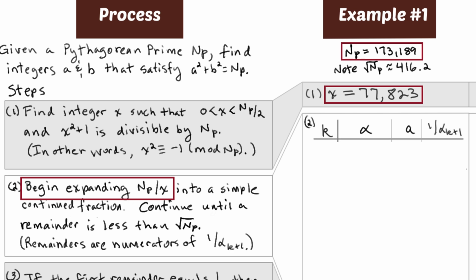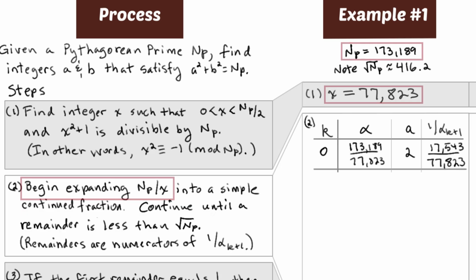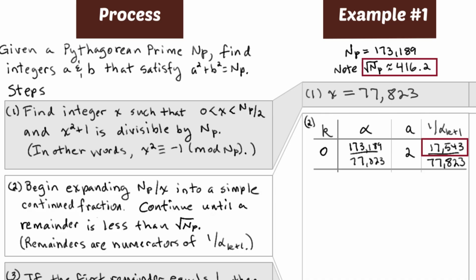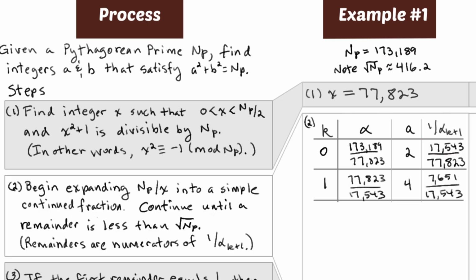Here's the table I mentioned. Can you do the first row yourself? Stop the video and try to do it. Here it is. Now we check if this value, the remainder, is less than the square root of n sub p. It is not, so we have to do at least one more row. Here is the next row for k equals 1. This remainder is also not less than the square root of n sub p, so we keep going.